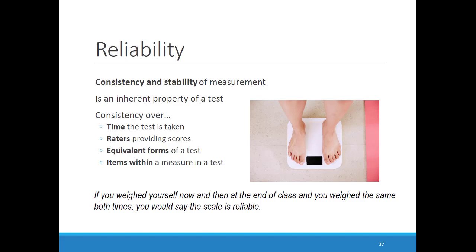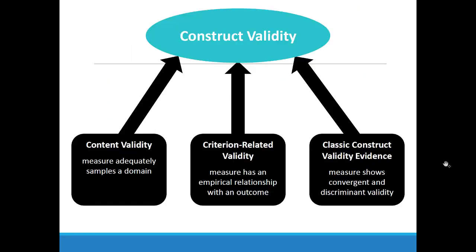Validity, on the other hand, has to do with the intended purpose of the scale. Is it a valid measure of personality? Is it a valid measure of intelligence? Is it a valid measure of performance? And we determine whether it is a valid measure of those things by assessing content, criterion-related, and construct validity evidence.